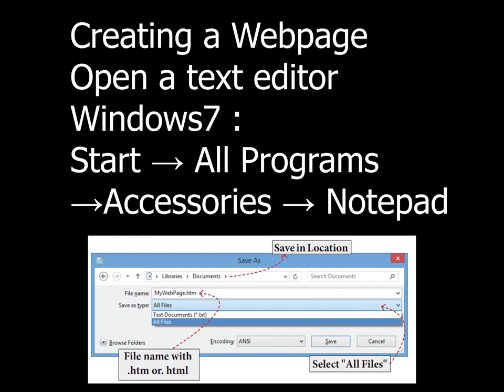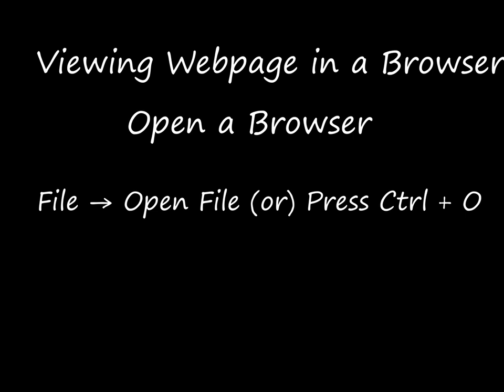Okay. Next one is how will you view a web page in the browser? For that you will need a browser. Any browser, maybe Google Chrome or Internet Explorer or Mozilla Firefox. Any browser must be there in the computer or laptop, right? Then you have to go to File and open a file. That is, you can go to File and click on Open, or you can just press Control and O, right? That is the shortcut key to open a file, right?